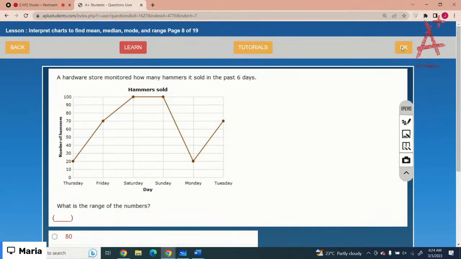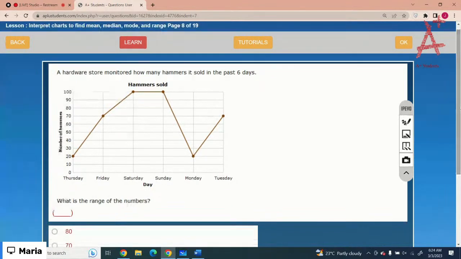A hardware store monitored how many hammers it sold over the past 6 days. So what is the range? What is the range? That's the one I did in the tutorial. So the correct option is 100 minus 20, which is 80. So the correct option is 80. Got it?